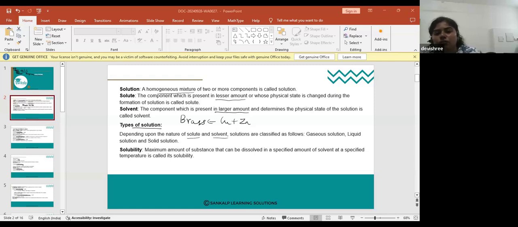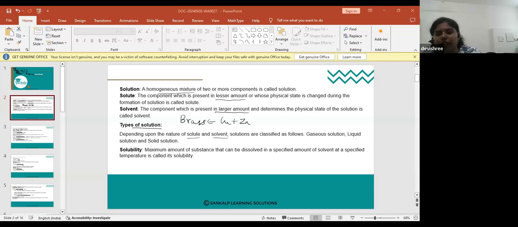You have a liquid, mercury, in liquid state, dissolved in a solid. Then solid solution, again solid and solid. Copper dissolved in gold, up to 24 carats of gold.